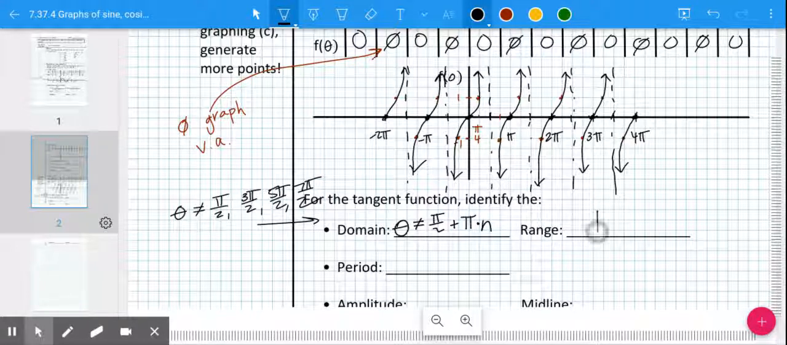The range for tangent is all real numbers. And the period is not 2 pi. This time it is shorter. It is just pi. Amplitude and midline do not apply because there is no max height for this function. So there is nothing I can do for those.